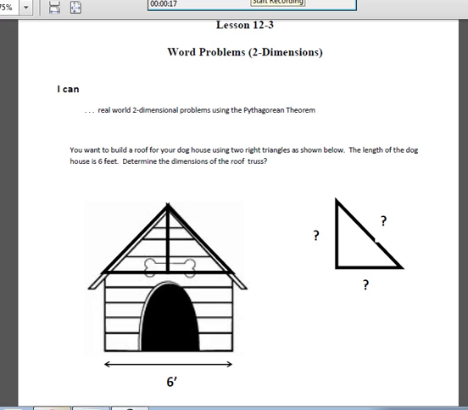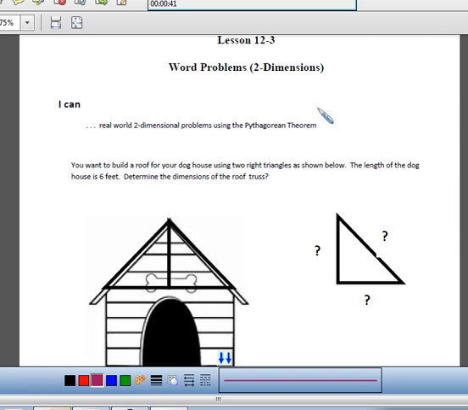Remember the Pythagorean theorem, a squared plus b squared equals c squared. A squared plus b squared equals c squared. So let's go ahead and write that down, because the more you write it, the more you will remember it.